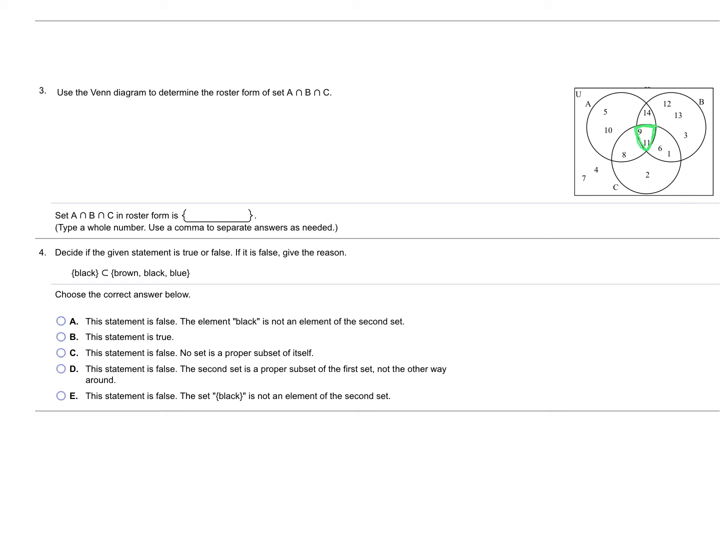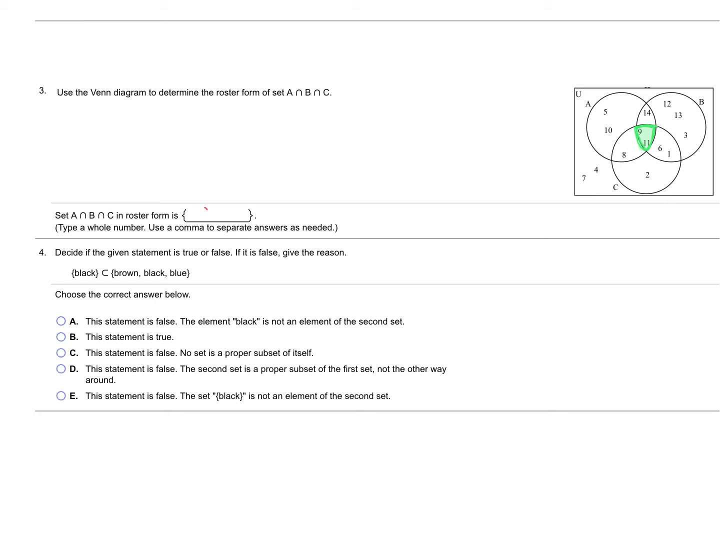So that is a member of set A, right? Because it's all of this circle. So that's a member of set A. It's also a member of set B because it's within this circle, right? And it's also a member of set C because it's in this circle. So that one part in the middle is part of all 3 of the sets. So 9 and 11 are the 2 numbers that are in the intersection of A and B and C.